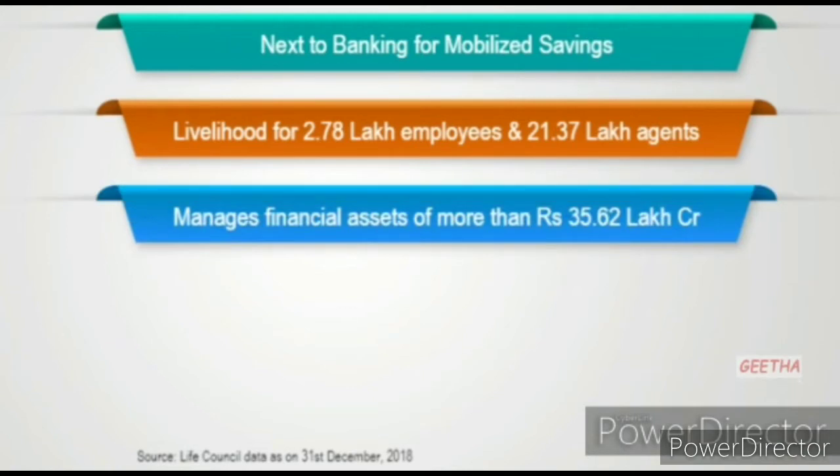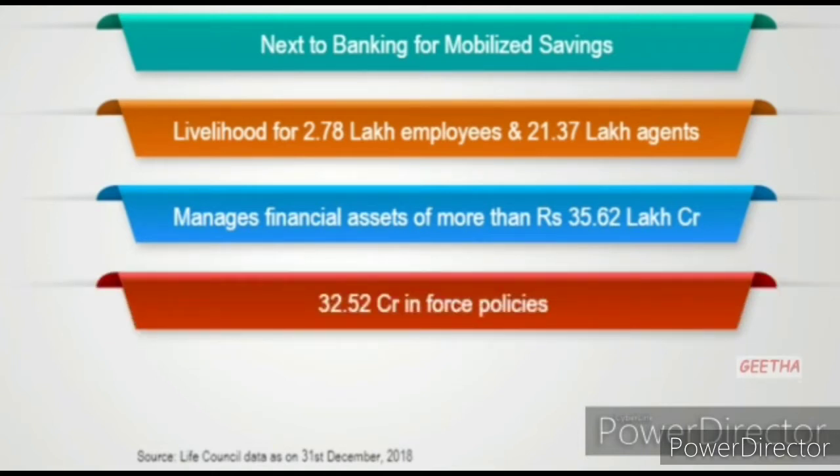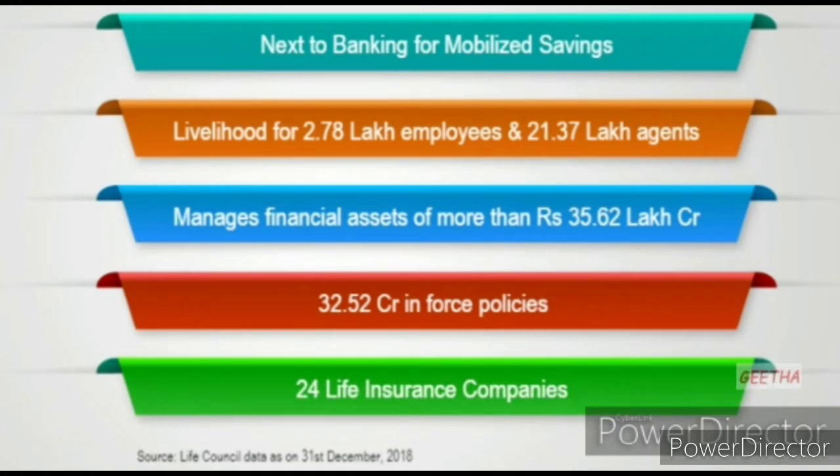Industry is managing financial assets worth 35.62 lakh crore rupees. Industry manages 32.52 crore in force policies in India. There are 24 life insurance companies operating in India.